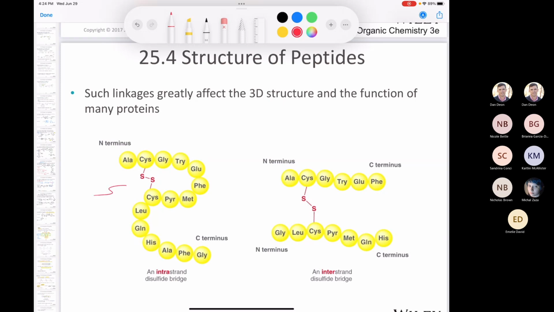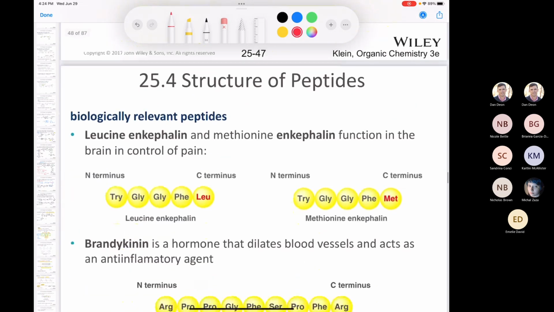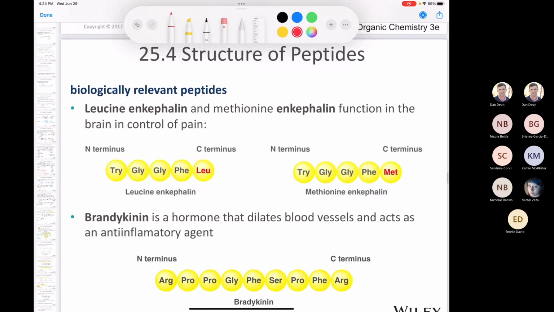We have an intra-strand disulfide bridge. This isn't the structure of insulin, but you can find one in insulin if you look up the structure of insulin. All right, the whole thing about biologically relevant peptides, I'd say this is more of an FYI than anything. And I think the main point here is that you understand that very small changes to the sequence of amino acids can have drastic effects on the activity of a compound or the target of a compound.